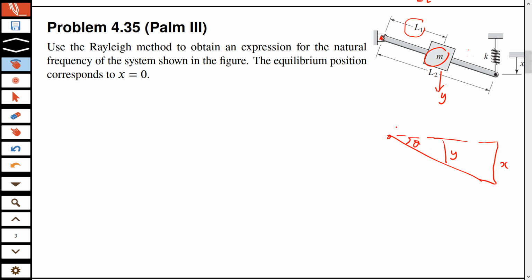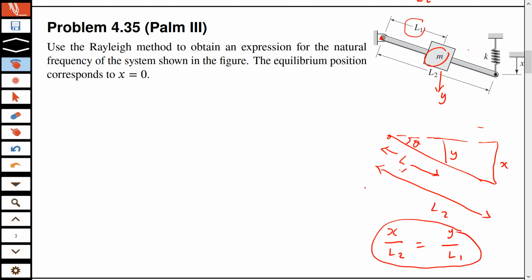Now this time we don't have these lengths, so we can follow these lengths. The length from here to here is L1, and the length from here to here is L2. And I know that x over L2 and y over L1 both give me sine of theta. And I can now ignore sine of theta, and I can connect x and y using this relationship if I want to. I'll keep that in mind, and I start.